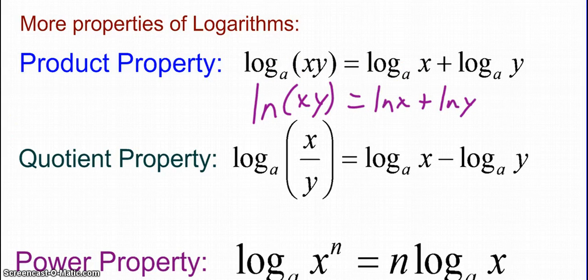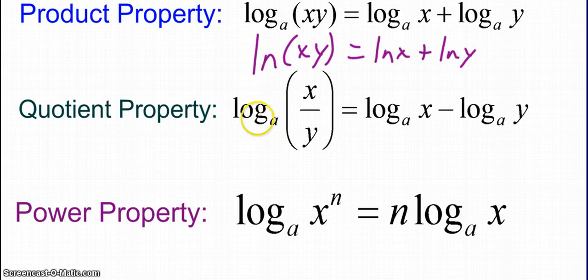The quotient property, log base a of x over y is log base a of x minus log base a of y. Again, we can prove this using properties of exponents, understanding that when we have division in the same base, we subtract the exponents. It's the same property going on here. And again, that applies to natural log as well.